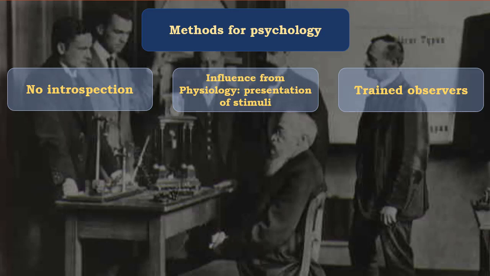Psychophysics also used methods that are similar to physiology. For example, the presentation of a stimulus in, let's say, your back, and then you were asked whether you felt two stimuli or just one, and the response depended on how far apart the two stimuli were presented.